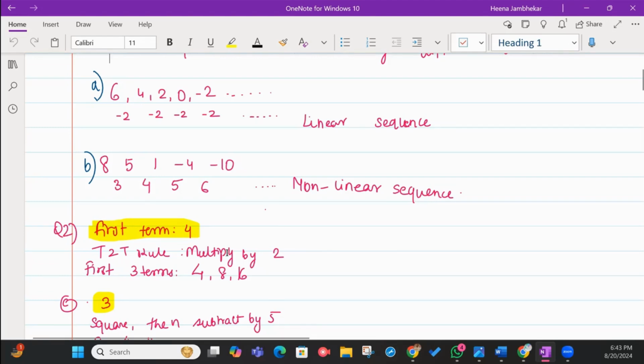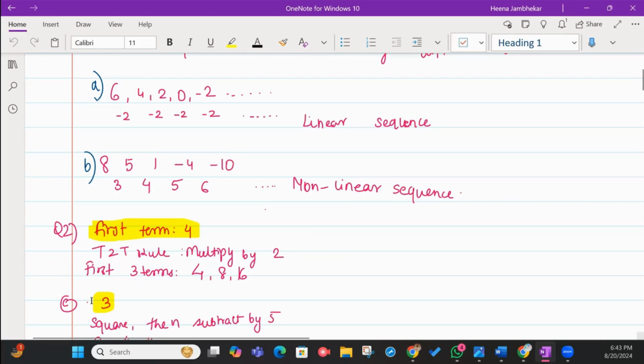So from the first term to the second term, if it's the same term-to-term rule, then it is going to be a linear sequence. Are you all understanding this? Are you all sure about it? For example, the first term is 4. Okay, and the term-to-term rule that they are giving is multiply by 2. Meaning the first term is 4. So what will be the next term? 8. What will be the next term? 16. What will be the next term? 32. What will be the next term? 64. Are we understanding this? That's the term-to-term rule.